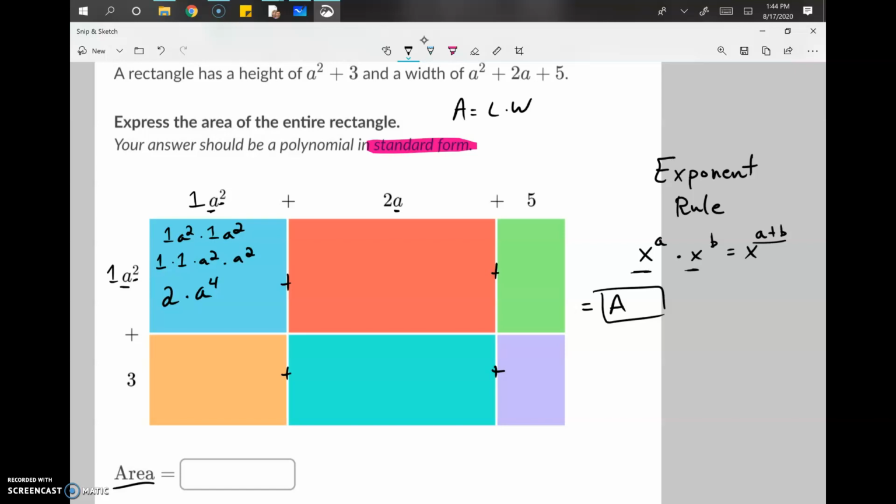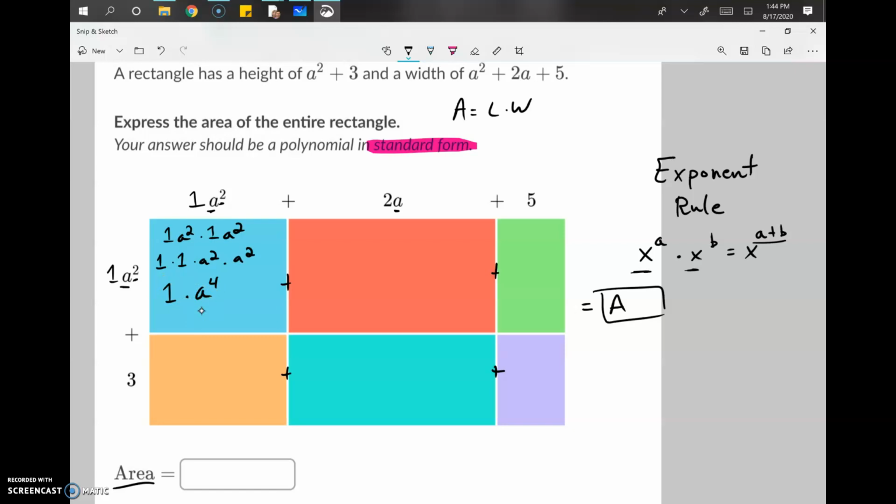So in this box, I've got 1 times 1 is 1. See how I added them? I'm getting confused: you're adding exponents, but you're multiplying the coefficients. So 1a to the 4th. In this box, I got 1a to the 4th.